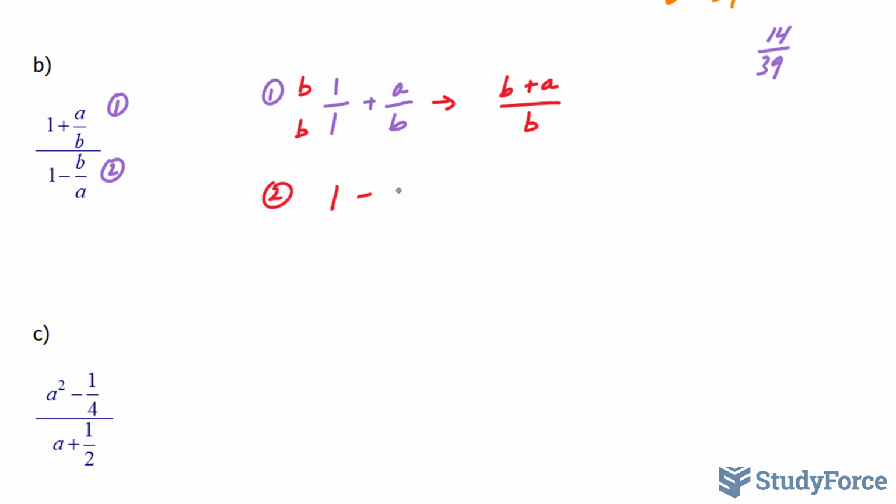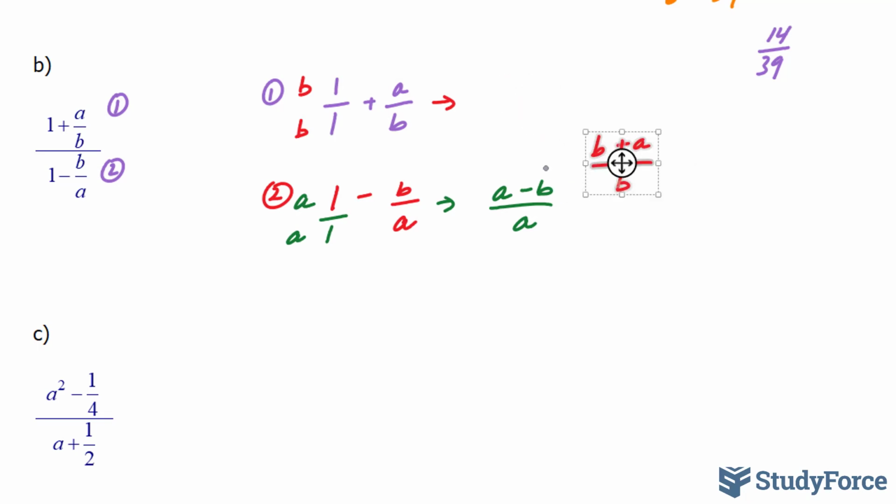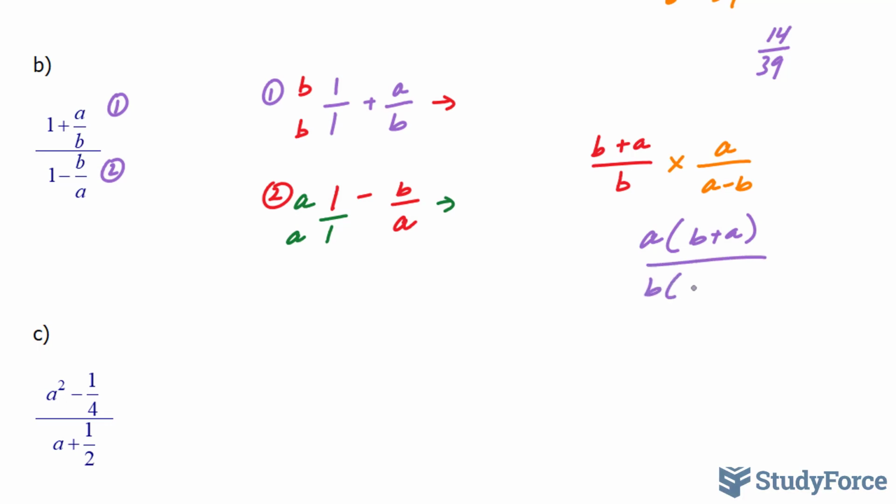Now I'll handle the denominator. We have 1 minus b over a. To make the denominators the same, I multiply this fraction by a, and that leads me to a minus b over a. Now I have the case of this fraction divided by this fraction. Since we're dividing fractions, we take the reciprocal of this one, a over a minus b, and this becomes multiplication. If we multiply these two fractions, we end up with a bracket b plus a and b bracket a minus b. This represents the final answer for part B.